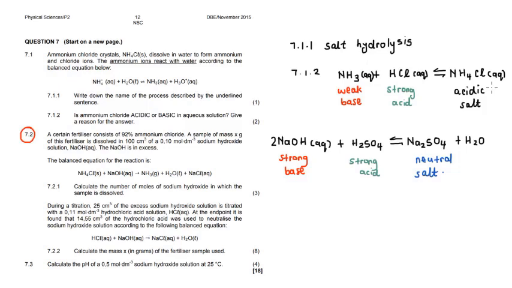Okay, so let's just take one more example just to hammer this through. Let's say they were looking at the salt sodium acetate. Work backwards. This is your salt. You know that it came from an acid and a base. You just need to identify which acid and base it was.